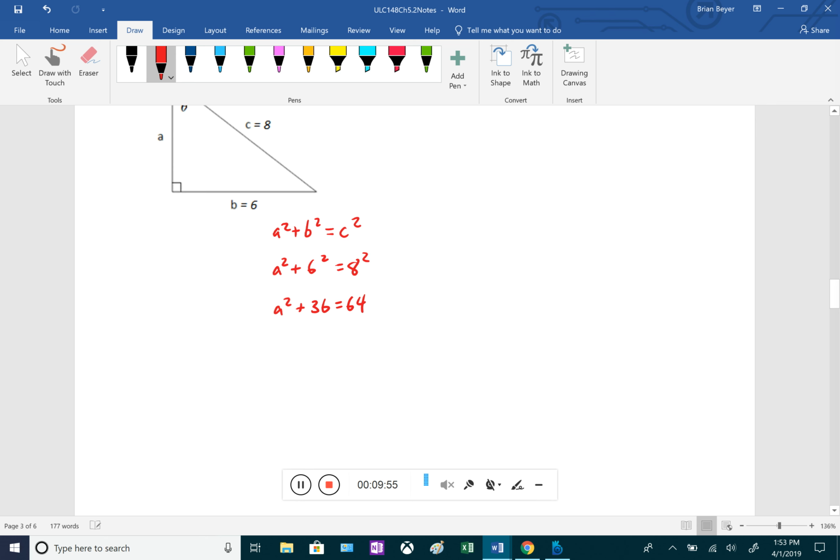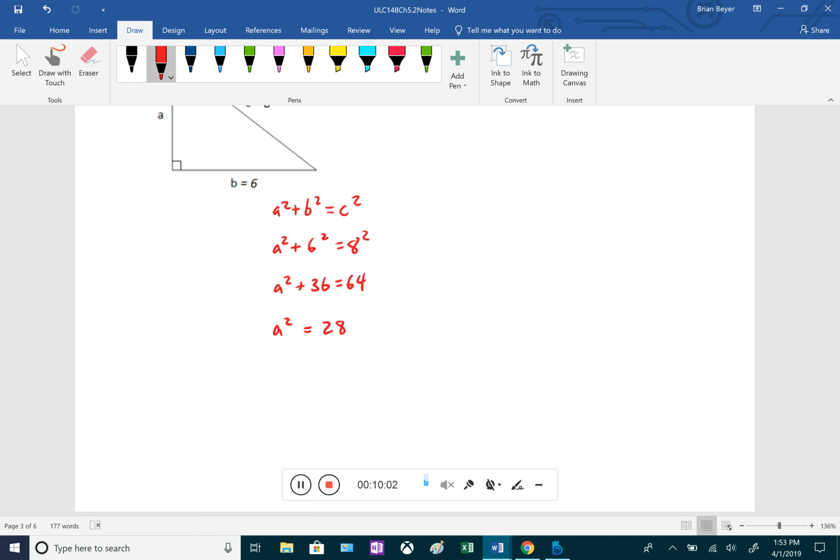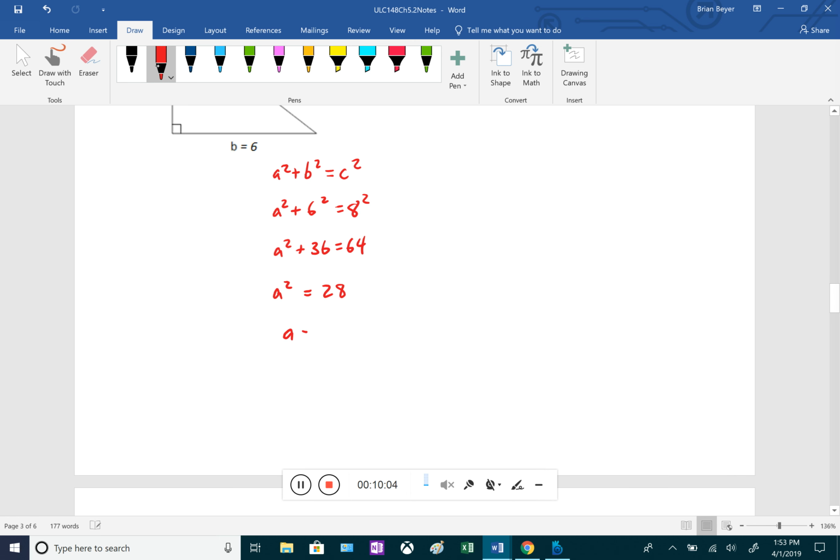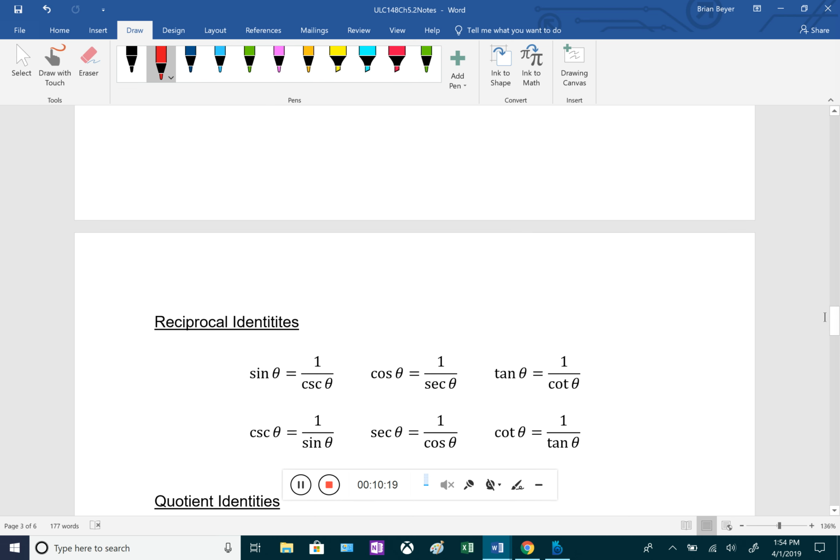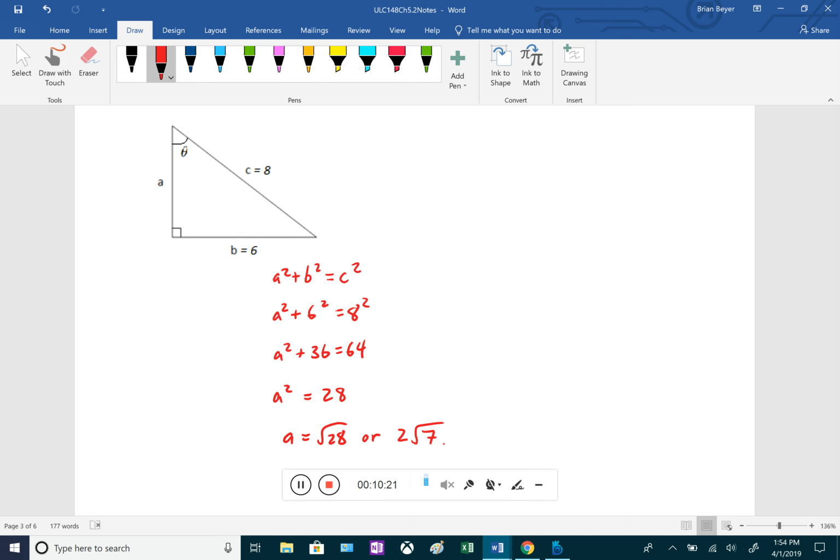We subtract 36 on both sides. We get A squared equals 28. Take the square root, and we get A equals the square root of 28, or we can simplify that. The square root of 28 would be the square root of 4 times 7. Square root of 4 is 2, so 2 radical 7. So that's going to be our A value. I'm going to use 2 radical 7.